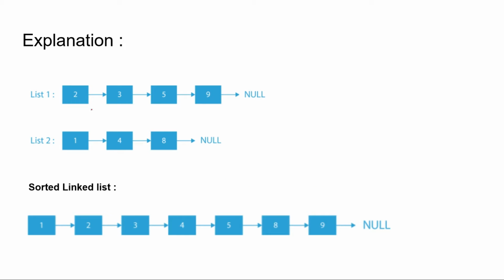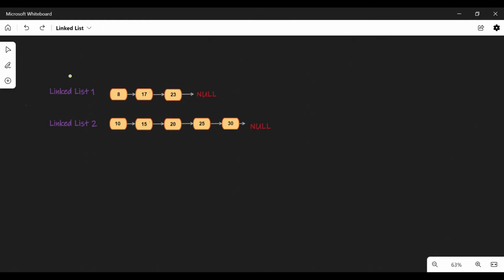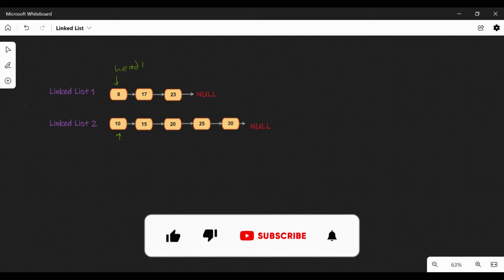So now you can see this will be our explanation. We have linked lists 1 and 2, and the output will be a sorted linked list. So we'll now dry run the code. We'll start with the dry run part. We have two linked lists. This is our first linked list, we'll point it as head 1, and we have the second linked list, this will be our head 2.